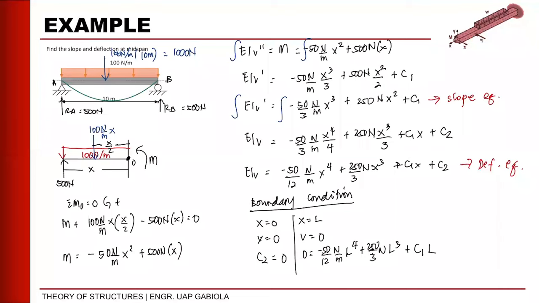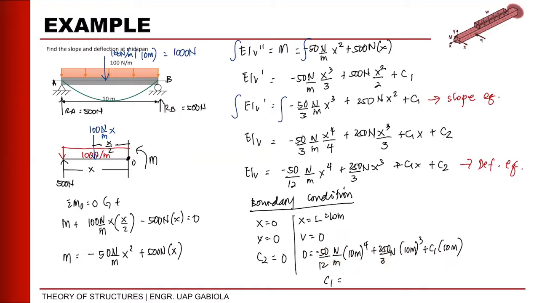Okay. So dito yung L natin na equal sa 10 meters. Lagyan natin ng value, no? Rewrite ko lang ulit to. Gawin natin tong negative 50 over 12 para ma-combine natin, no? Negative 50 over 12 Newton per meter, 10 meters to the fourth plus 250 over 3 Newton, 10 meters cube plus C1 times 10 meters. Okay? So pag sinolve niyo yung C1, magko-combine tong dalawa kasi parehas sila magiging Newton meter cube, no? Kasi magka-cancel yung isang meter dito.